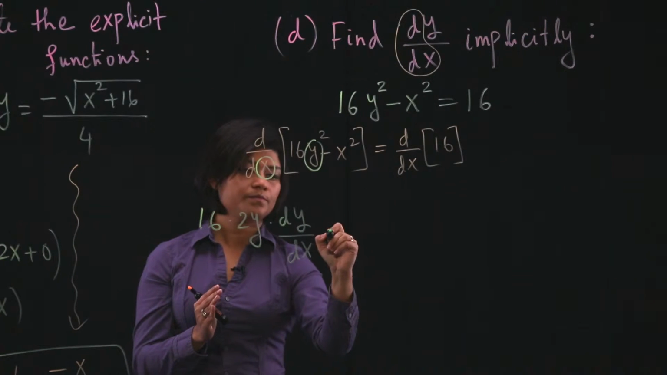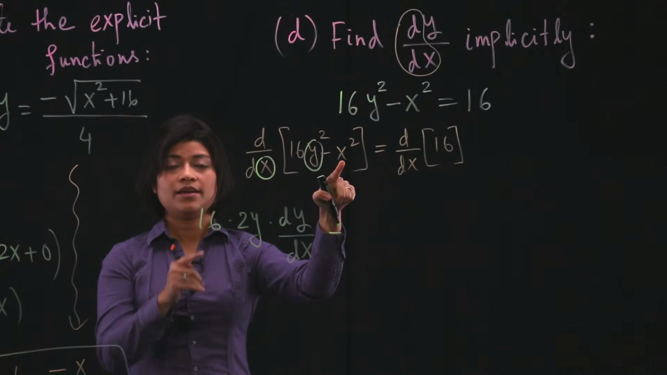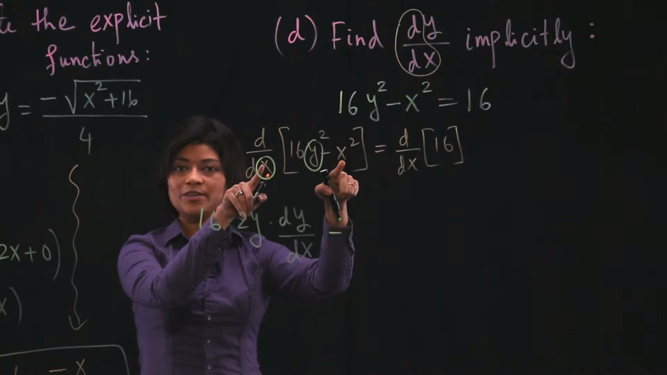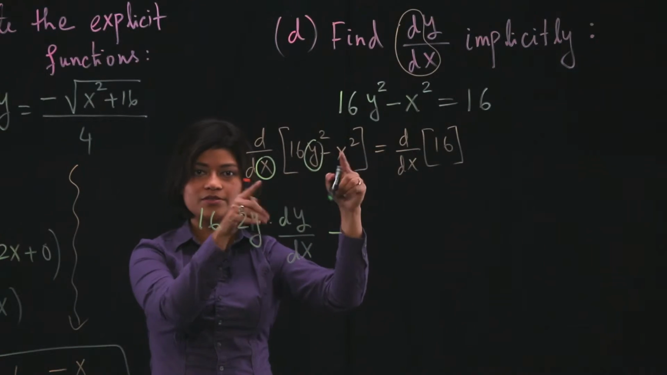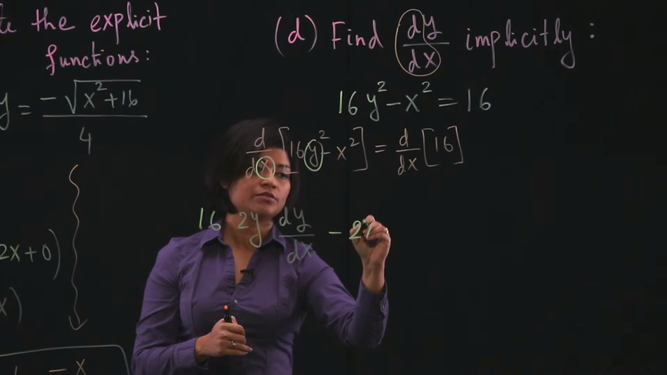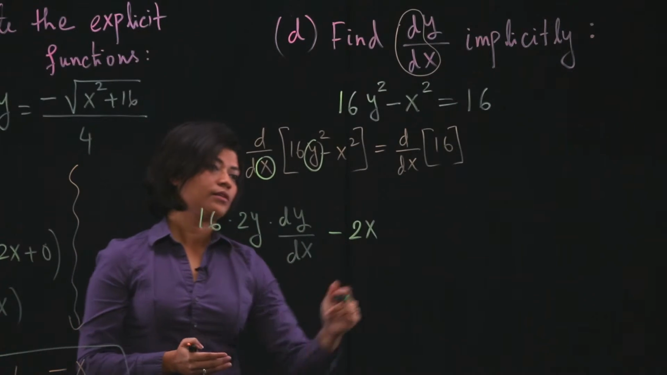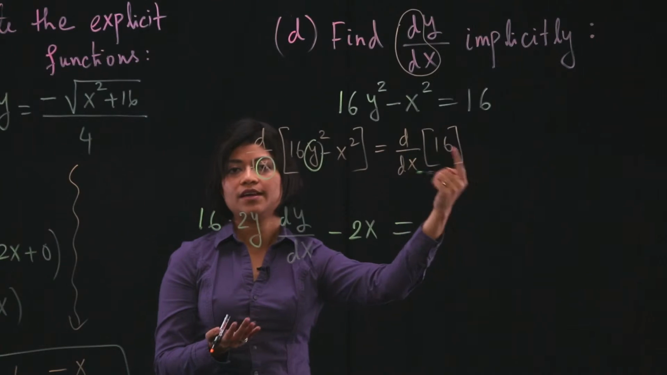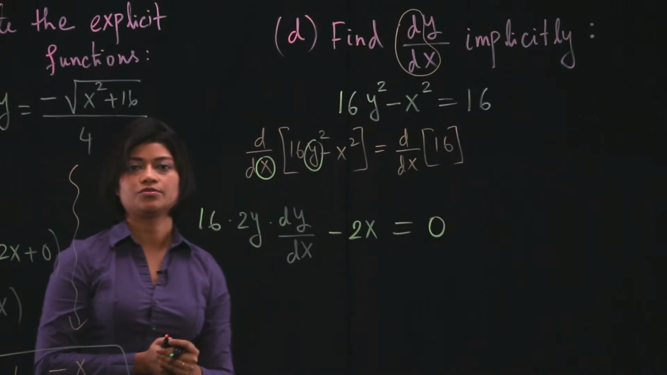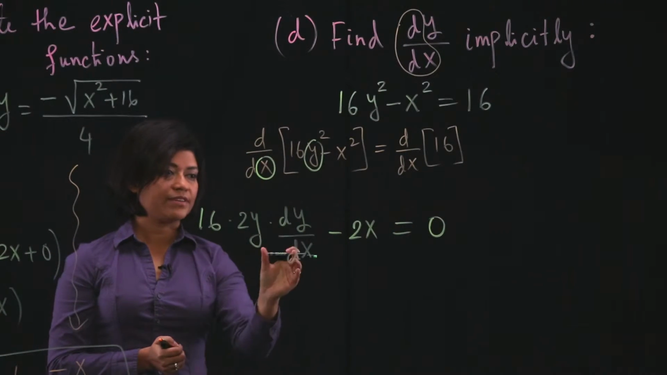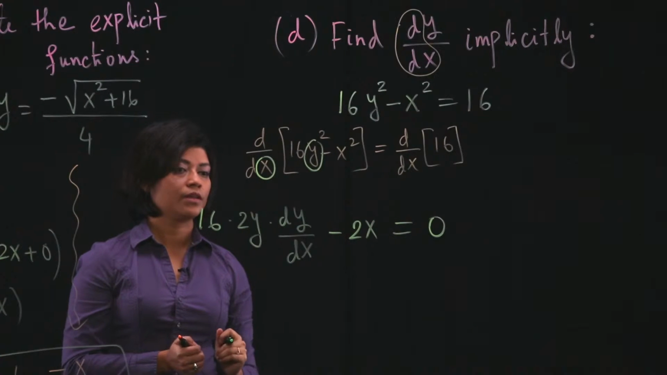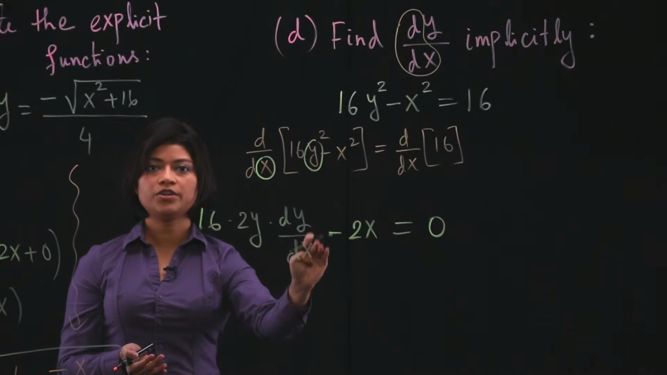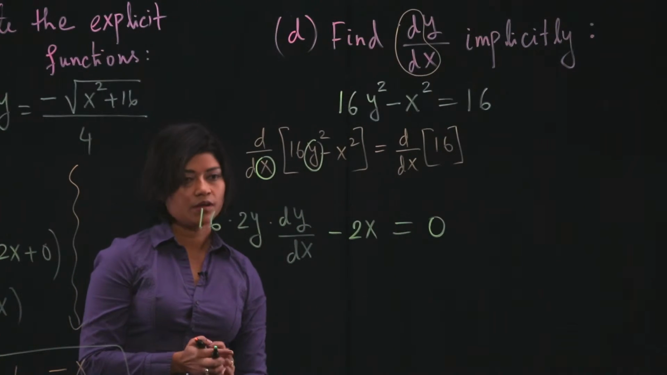Now, the second term is x squared, and you are taking the derivative with respect to x. Same variables, so the derivative is just 2x. Right-hand side, 16 is a constant, and its derivative is just 0. So we have taken the derivative of each term. Now, let's solve for dy/dx from this equation.